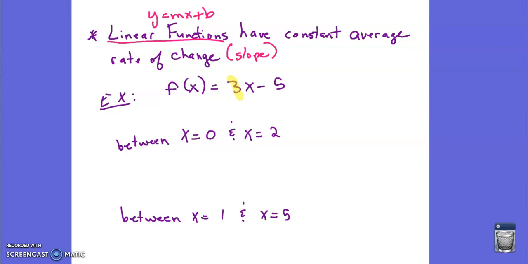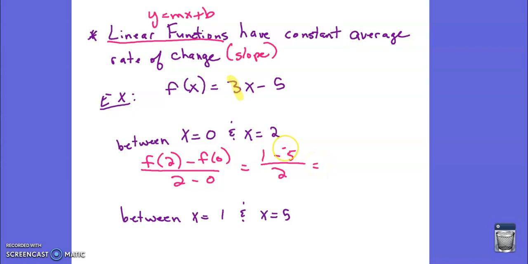Just to prove the point, as far as showing work, we're going to do f of 2 minus f of 0, over 2 minus 0. So f of 2, if we plug this in, would give us 1. F of 0 would give us negative 5, because when we plug 0 in, 0 times 3 is 0, and 0 minus 5 is negative 5. So 1 minus a negative 5 gives us 6 over 2, which is 3. But again, we knew the slope already was 3.